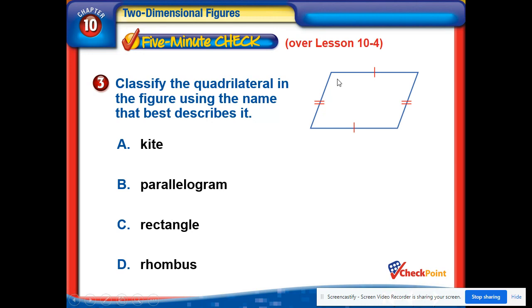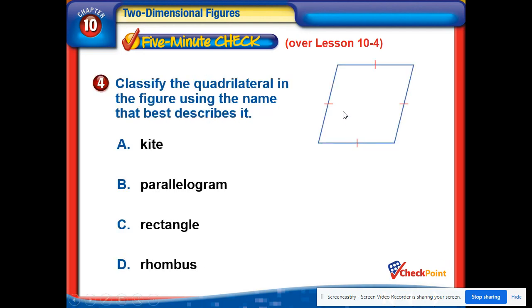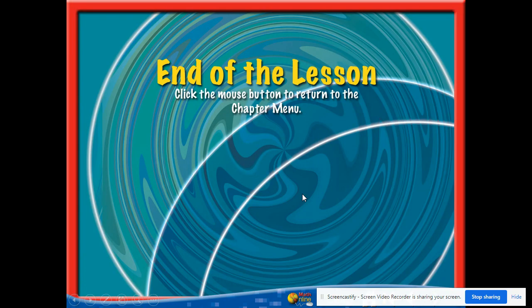Let's try a couple more. Didn't realize that these two problems were right next to each other. Very similar to what we just had. That's, of course, a parallelogram. This one, since there's only one tick mark, that means all four sides are the same. If all four sides are the same, that's a rhombus. And that's what we have for you today.